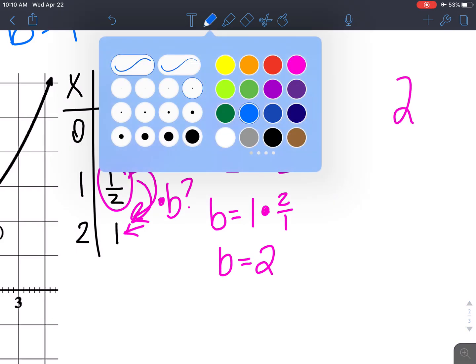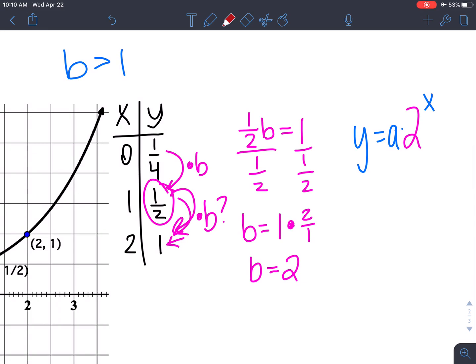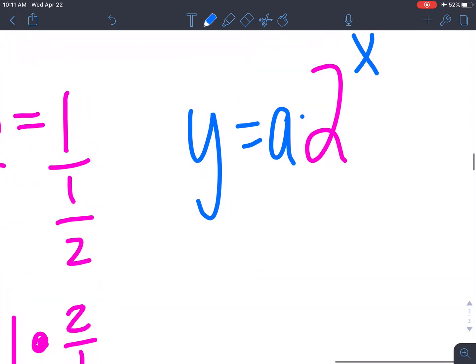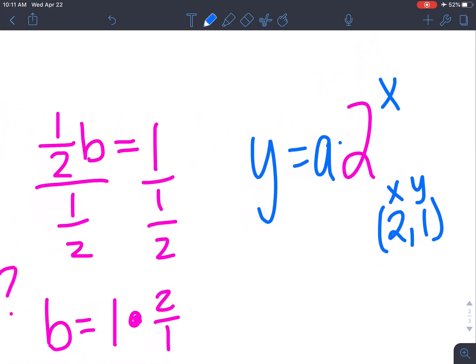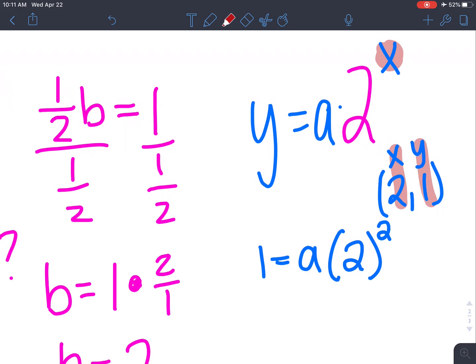And now I'm going to substitute that into my equation. So y equals a times b to the x. And then same process. I'm going to choose a point. We usually like dealing with whole numbers, so I'm going to choose that 2, 1. So 2, 1, x and y. I'm just going to take those and substitute them in. So 1 equals a times 2 to the second power. And that's just me taking my x and putting it where I see x, y putting it where I see y.